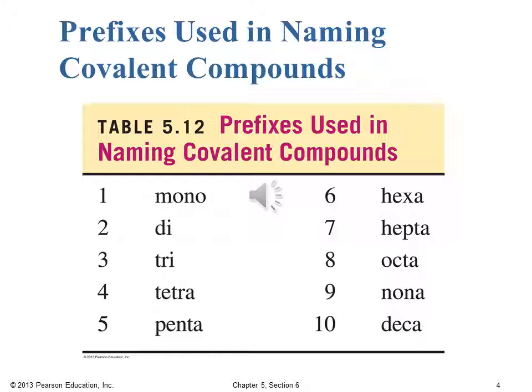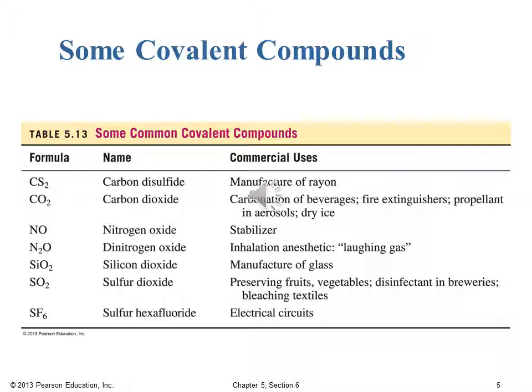Make sure that you get hexa for 6 instead of sexa, which would be the Latin, and hepta for 7 instead of septa, which would be the Latin. So be careful. Then we start to go into the Latin with octa, nona, and deca, so we've got a strange blend of Greek and Latin going on, and the best way to get used to it is by working problems that use these prefixes.